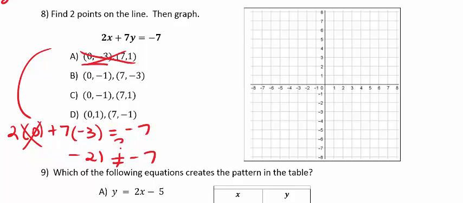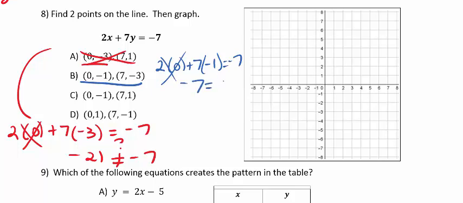Now we can plug in these values to see if we get a true statement. 2 times 0 plus 7 times -1, we want to know if that equals -7. Well, 2 times 0 is 0, 7 times -1 is -7, and that does equal -7, so that first point is definitely on there. This one checks out.